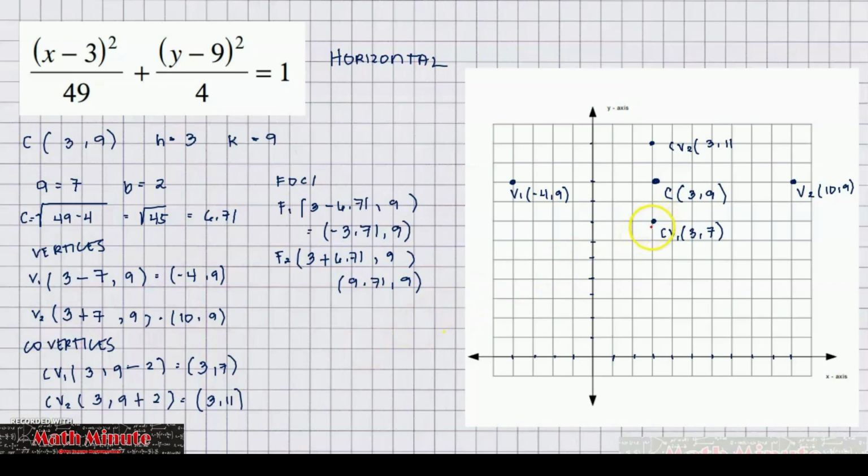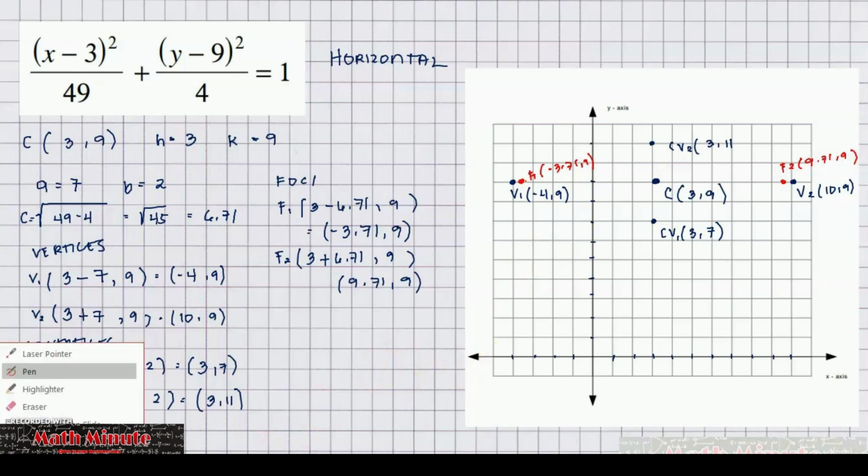So negative 3.71, it's around this part. Then 9.71, it's around this part, F sub 2. Then we will graph it or connect the vertices.